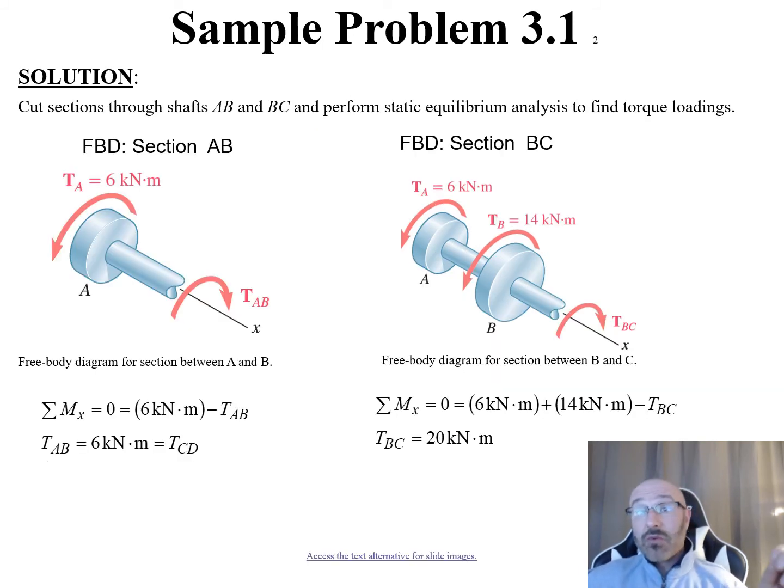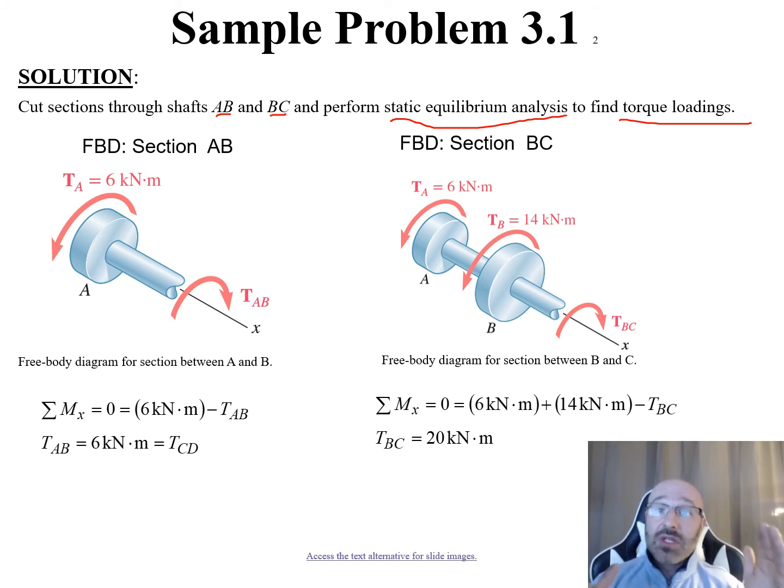So now we can step through that procedure for analysis step by step. And the first thing we wanted to do, we said we wanted to cut these shafts at AB and BC into sections. Look at those sections in order to perform this static equilibrium analysis to find the torque loadings. So the thing we want to think about here is to deal with each one of these separately. I've done both on the same slide here so we can look at them next to each other, but in your solution, deal with one at a time. You don't have to do them both in parallel. This is just to show the difference between those two in our solution.